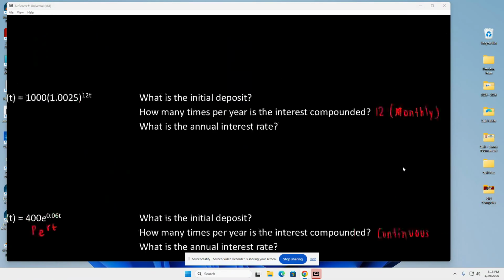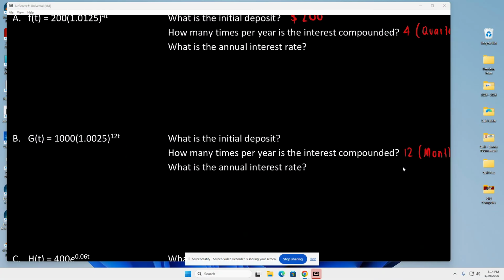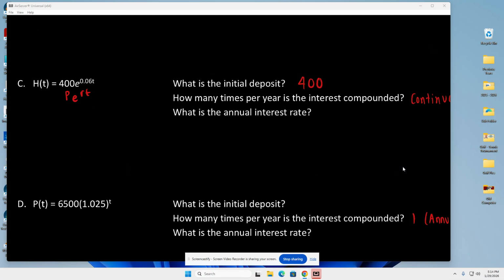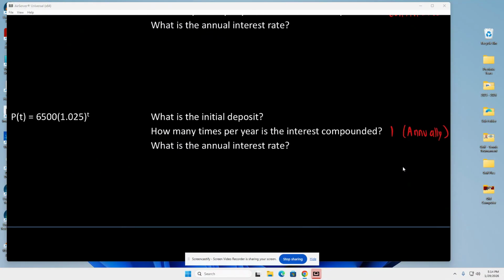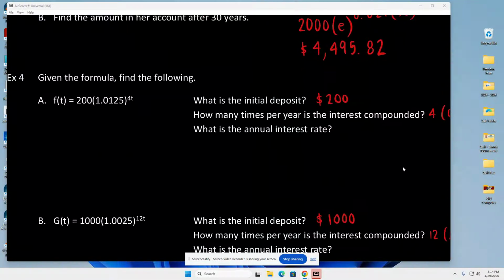Okay, so the first question is actually really simple. What's the p-value? What's the initial deposit? Well, this one, it's 200. This one, it was 1,000. This one, it was 400. And this one, forgot my dollar sign, this one was 6,500. Now, the hardest question is the last one, rate.